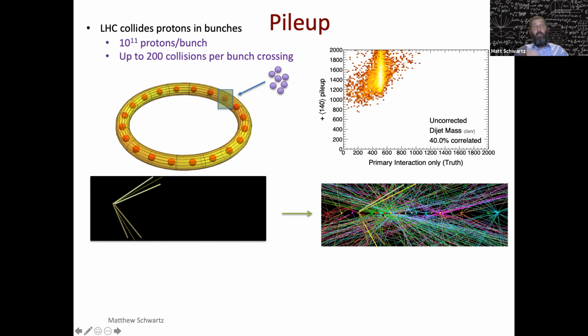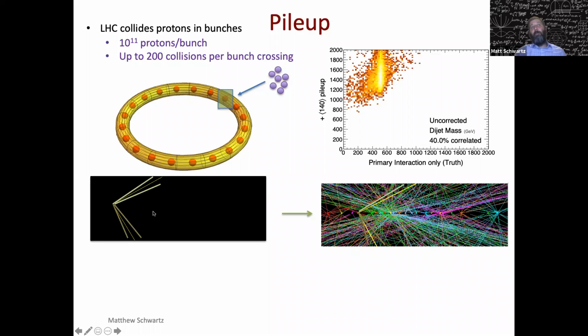We're getting to the point for the high luminosity LHC where we get out 200 collisions per bunch crossing, and might get as high as 1,000 for the high luminosity LHC. So what this means is, if you're trying to do something like look at the mass of the jet, or the dijet mass, right?